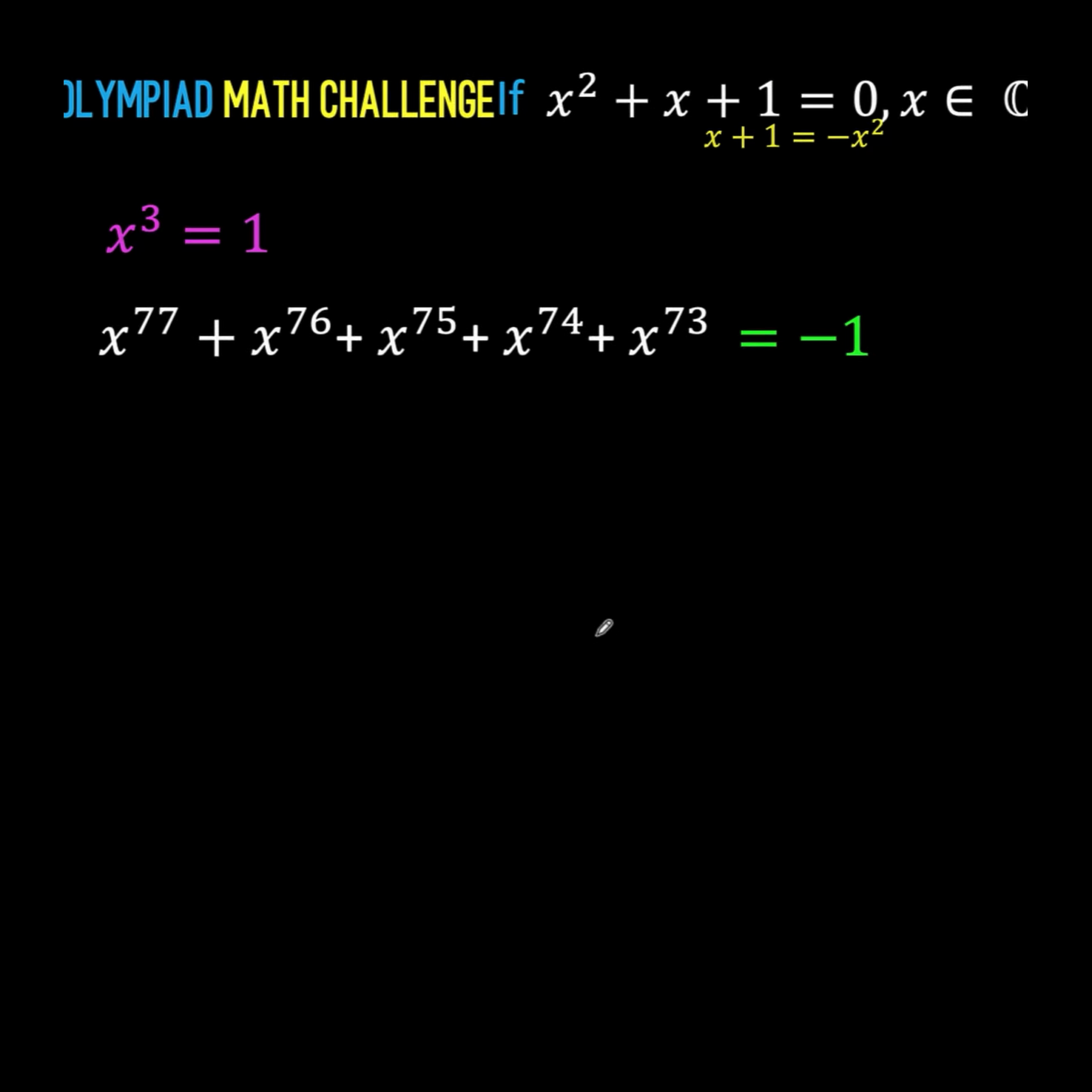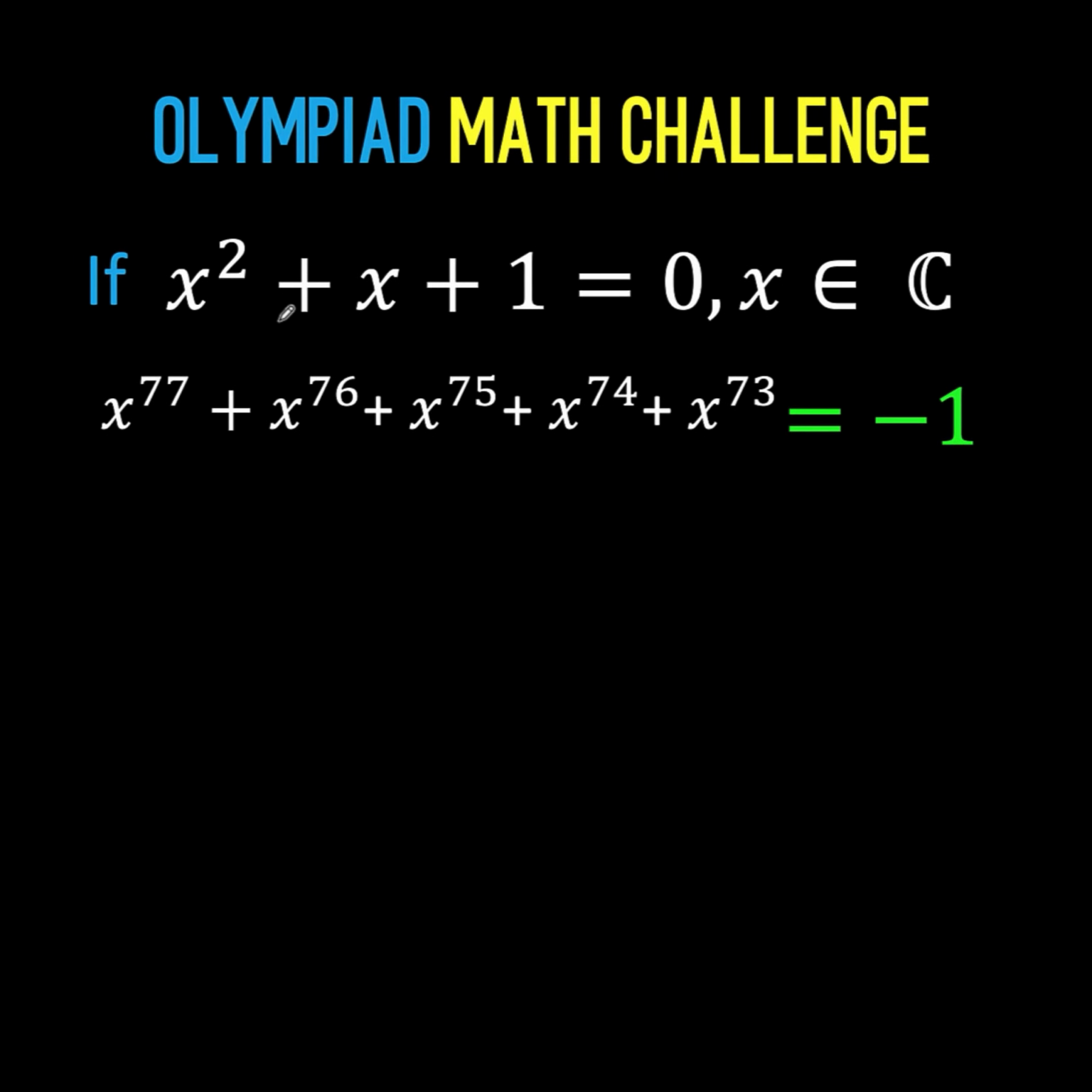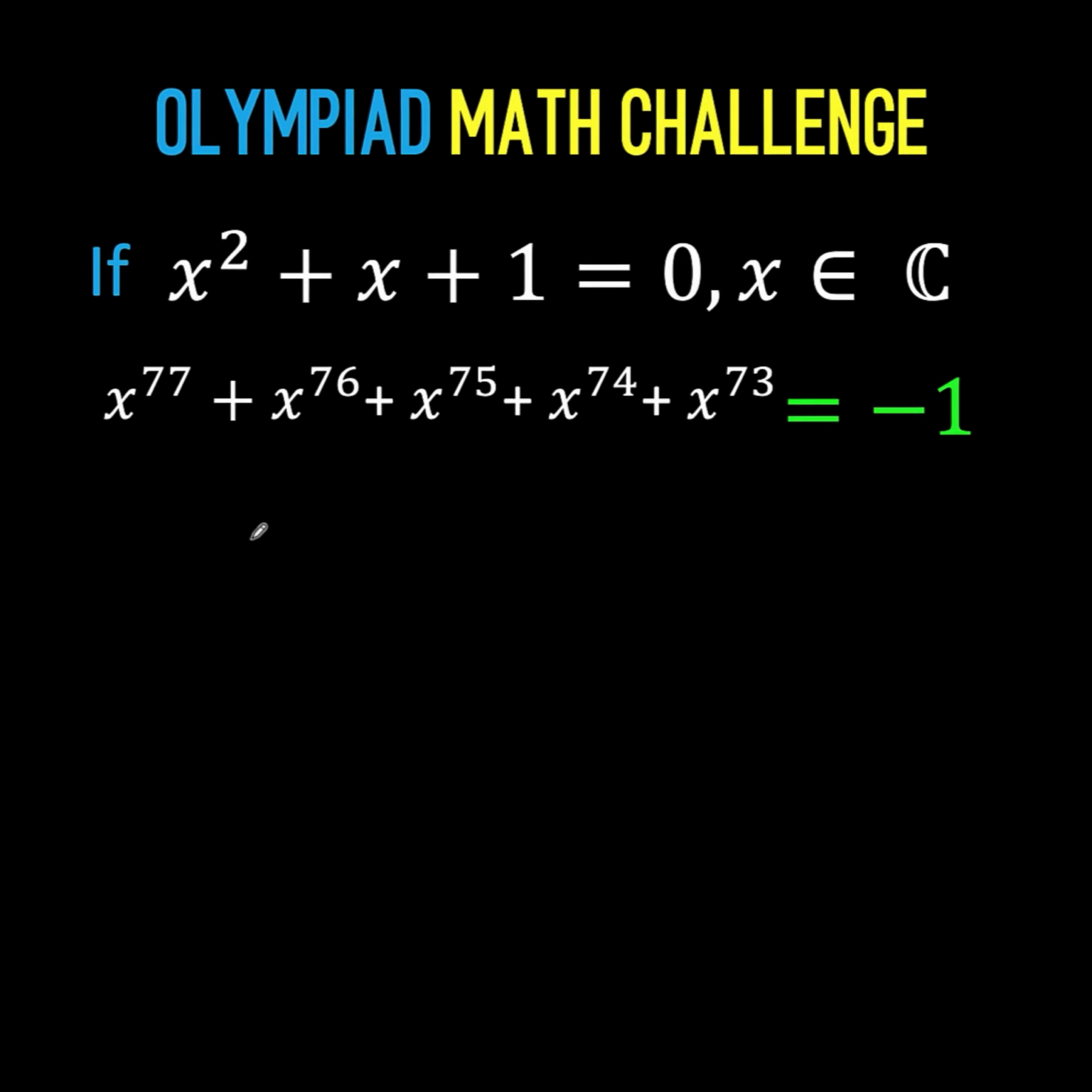So going back now to our math challenge, if x squared plus x plus 1 equals 0 and x is an element of the set of complex numbers, then x to the 77th plus x to the 76th plus x to the 75th plus x to the 74th plus x to the 73rd is equal to negative 1, and this problem is now solved.